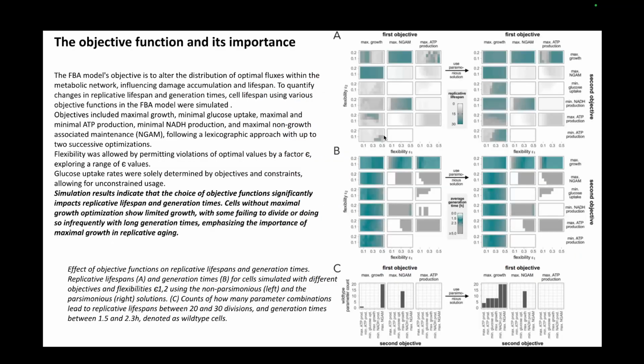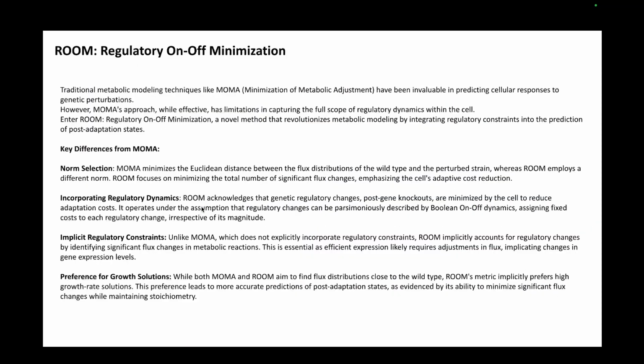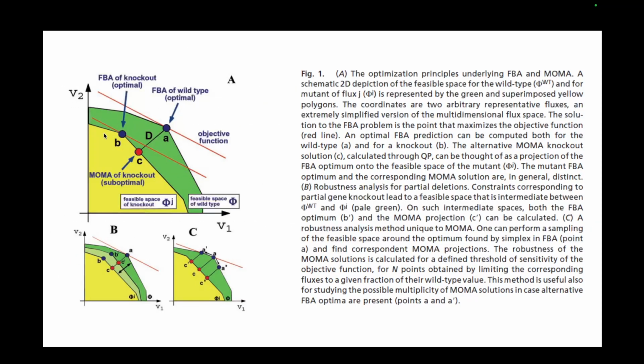So basically, what it is trying to do is, this is your feasible space of the wild type, which is given by this green part, and this is the feasible space for the knockout, which is given by this yellow part. So what MoMA will do is try to minimize the distance between this knockout and the wild type. It will calculate pairwise distance values from this knockout boundary to the wild type boundary, and whichever point is the closest, the least distance, that is the optimal point according to MoMA.